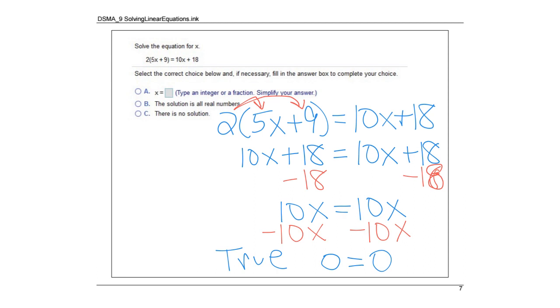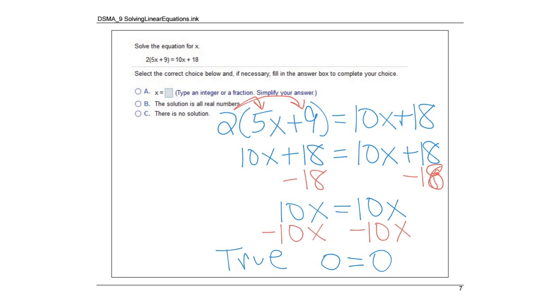Okay, so once we move things around, first we distributed the 2. I subtracted 18 from both sides, but that left me with a 0 for the numbers. So I had 10x equals 10x. I subtracted 10x from both sides, and I lost my variable. So that tells me I either have a solution of all real numbers or I have no solution.